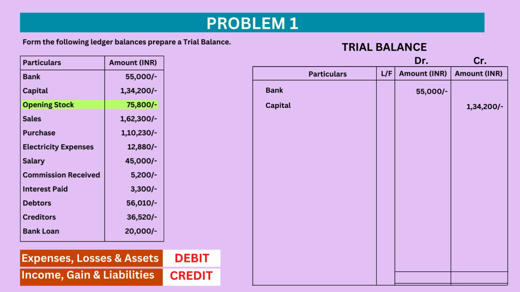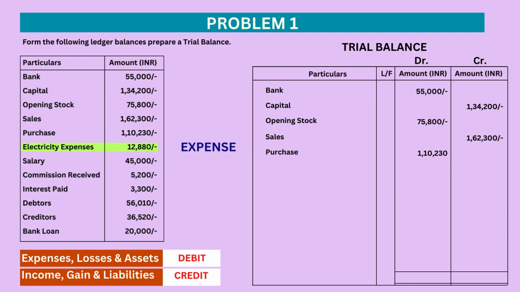Opening stock. It means the remaining stock after sales of the last year. It is an asset. Hence, it will be debited. Thereafter, sales. By sales, we earn money. So, it is our income and will be posted on the credit side. Purchase. Just opposite to sales, purchase defines expense. Thus, it will be debited. Electricity expense. Again, it is an expense. So, it will be debited.